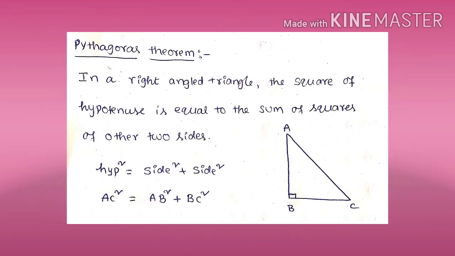Pythagoras theorem. In a right angle triangle, the square of the hypotenuse is equal to the sum of the squares of the other two sides. In triangle ABC, right angle at B, opposite to the right angle, AC is the hypotenuse. Hypotenuse square is equal to side square plus side square. So AC square is equal to AB square plus BC square. We know very well about this and its applications. Also we discuss it in objectives. Try to watch that. Let's go for the next slide.